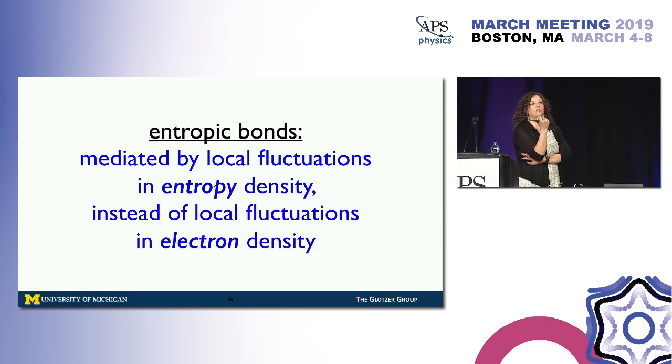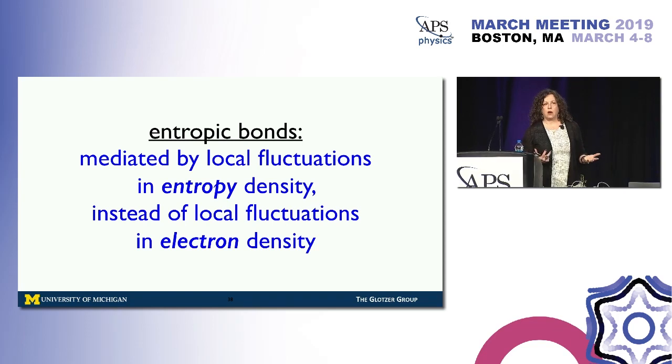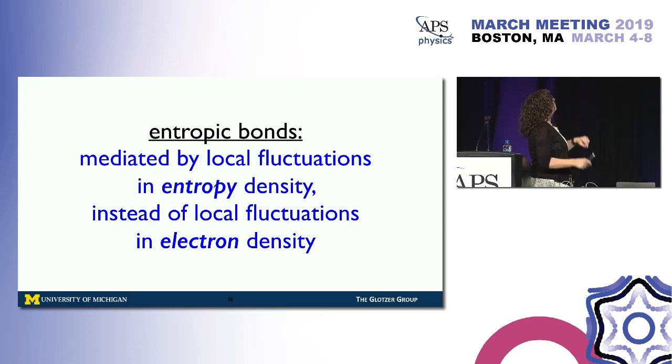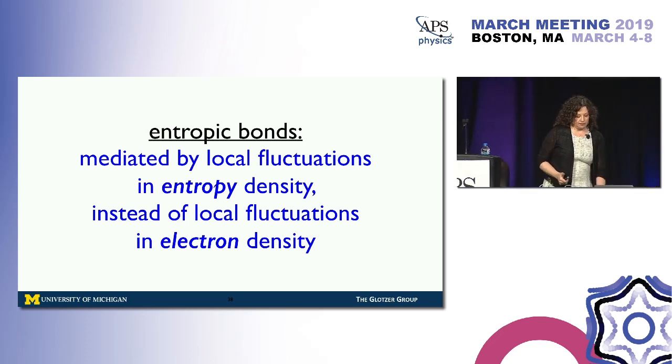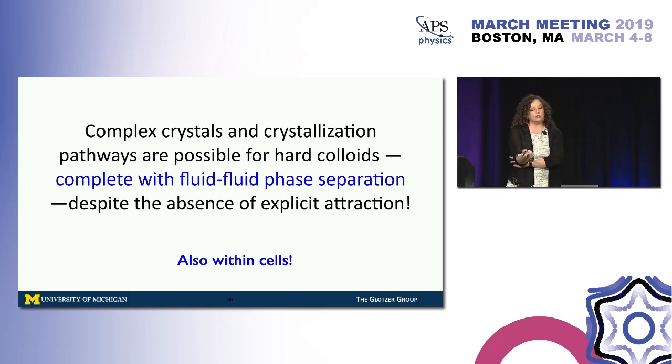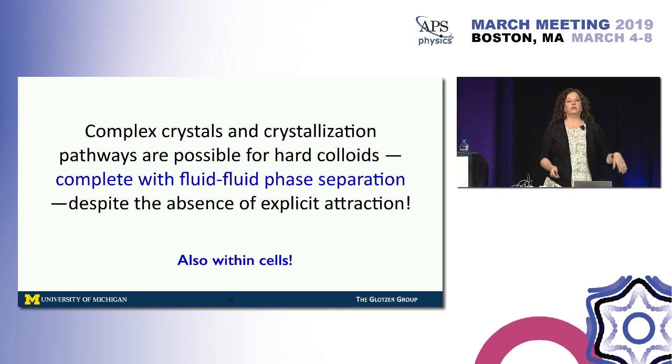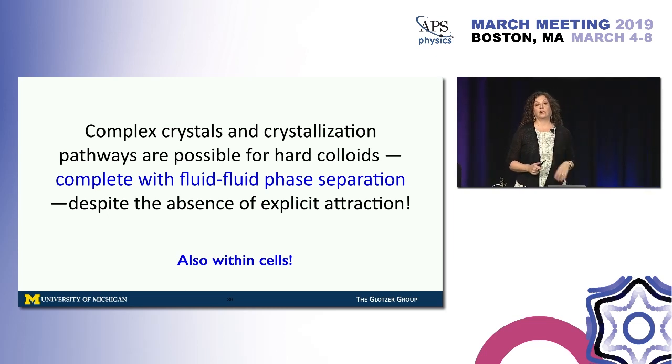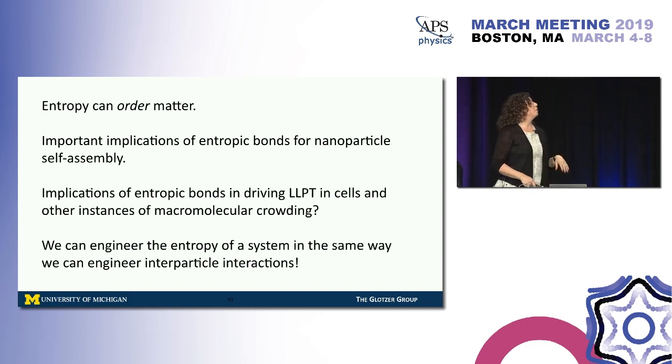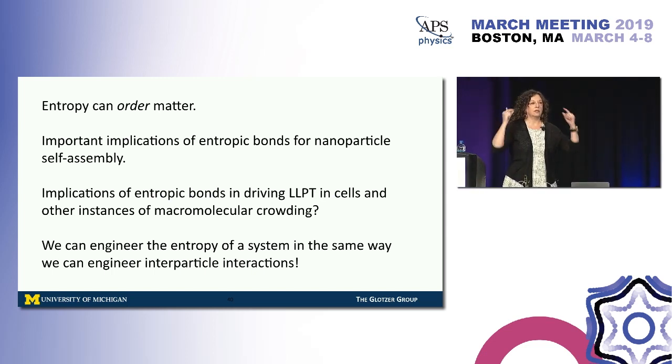So when we think about entropic bonds, of course they're not chemical bonds. They are interactions mediated by local fluctuations, not in electron density, but in entropy density. So complex crystals and crystallization pathways are possible for hard colloids, complete with fluid-fluid phase separation, despite the absence of explicit attraction. And as we'll see in our next talk, the fluid-fluid or liquid-liquid phase separation is also something that is present in cells. So entropy can order matter. That's the thing to take away that is counterintuitive.